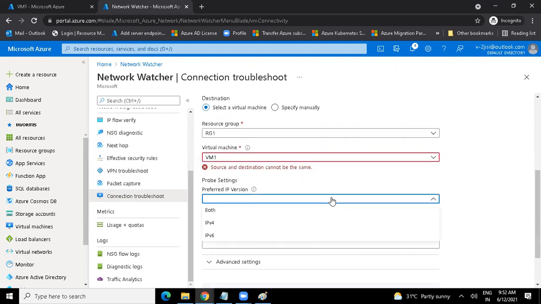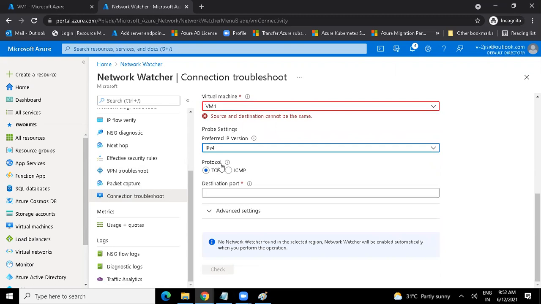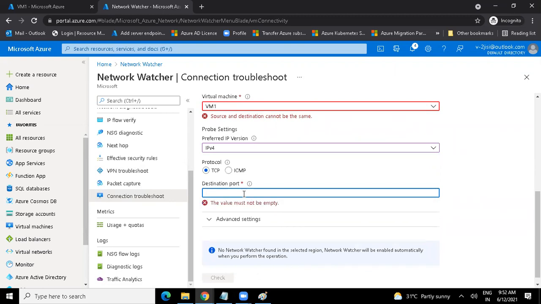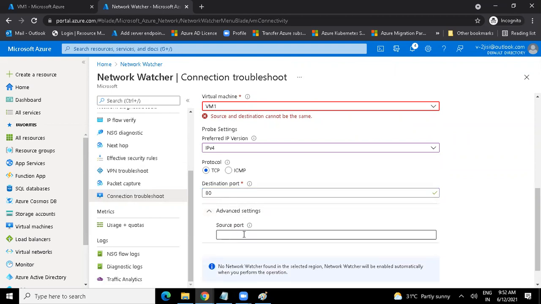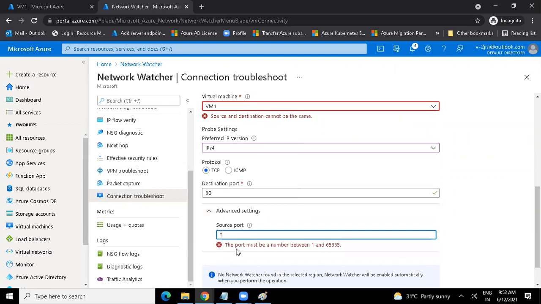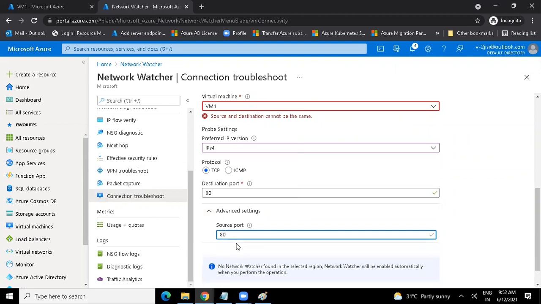How are you trying to go? Via IPv4 address. Which protocol are you using? TCP protocol. On which destination port? Maybe you are trying to take the RDP of VM number 2, or maybe VM number 2 is a web server and you are trying to hit port 80. Once we select VM number 2, we can click on check. Whether we would be able to connect or not, we would be able to see it here. You can also define the source port if you want, so maybe I can say traffic is coming from any port. That is how we would be able to check whether there can be connectivity between two machines.